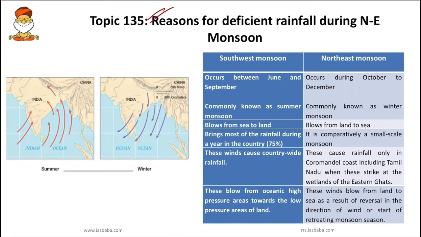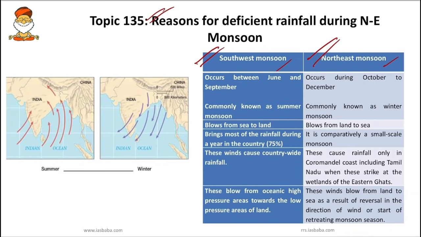So what is the reason? We'll try to understand. For that, first we have to know the difference between the southwest monsoon and the northeast monsoon. We all know that India's climate is affected by two seasonal winds, the northeast monsoon and the southwest monsoon. So we'll try to know the difference.